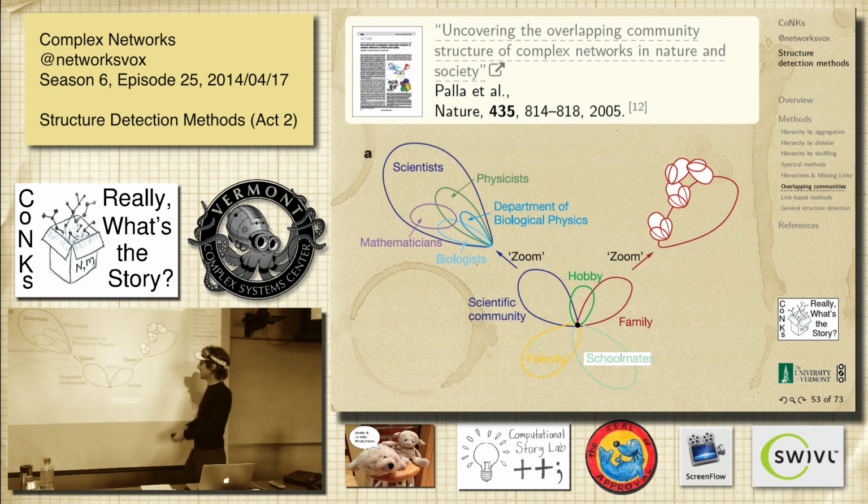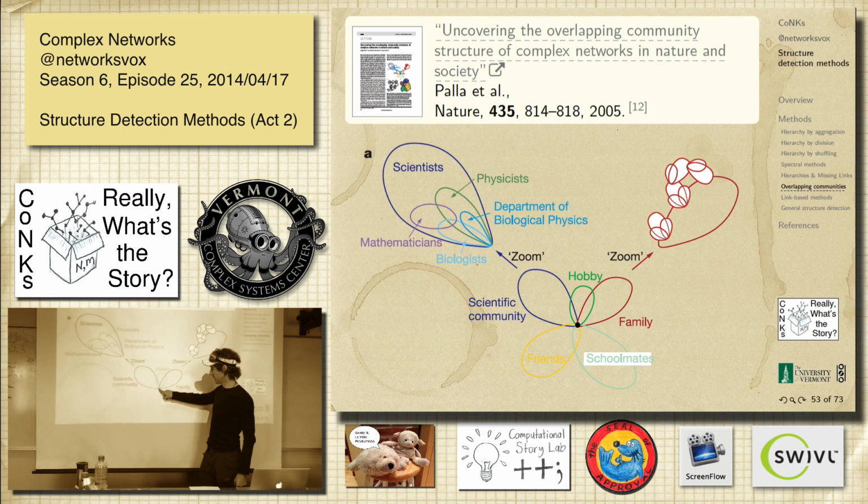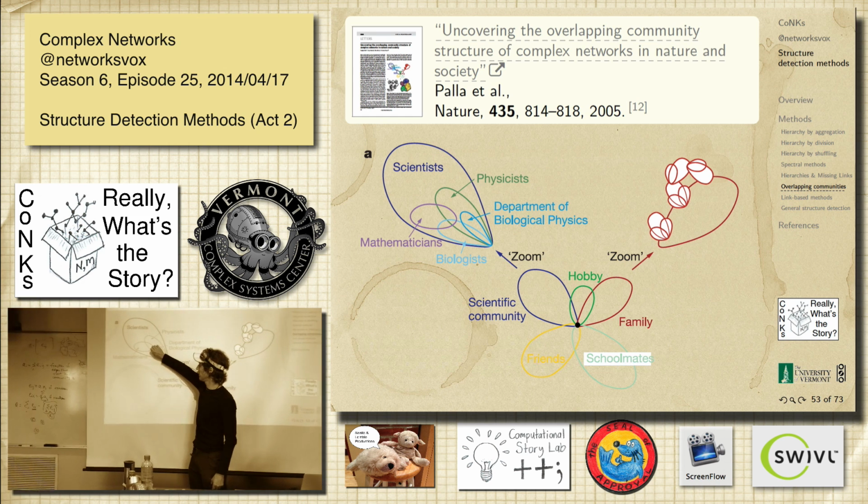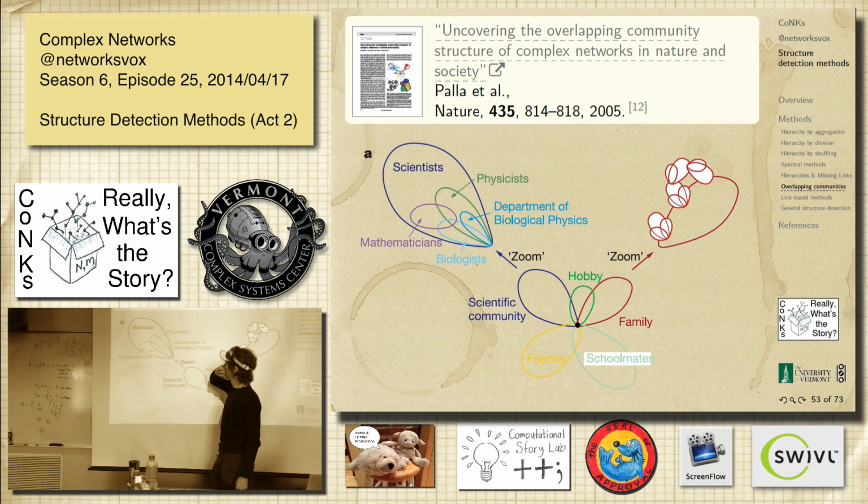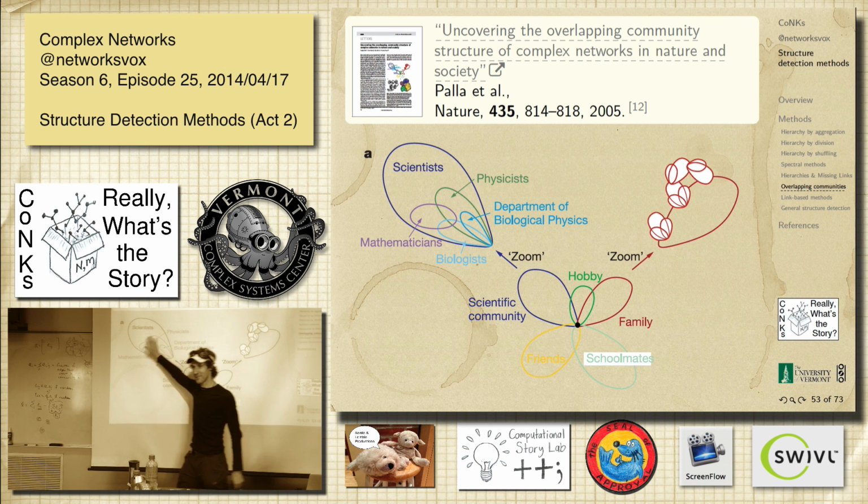All right, so here's the idea, right? You have this one person in here, and they're part of these communities. This is the sketch. Friends are down here, family, hobby, scientific community, and then that has its own overlapping structure in here. Kind of interesting to see what it is. Yeah, mathematicians and biologists seem to apparently have an overlap.